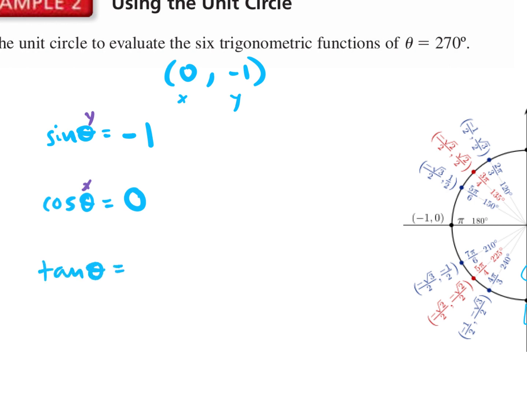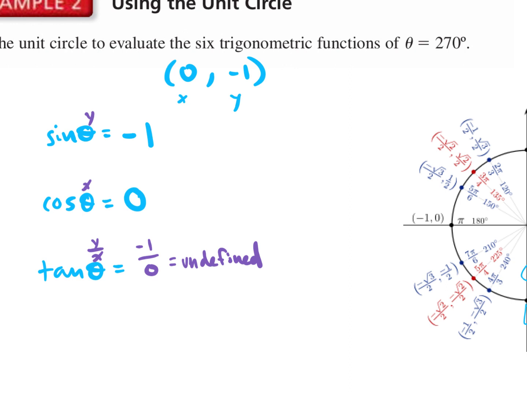Tangent is what? Y over x. So here we have -1 over 0. Can I have 0 in the denominator? No. So what do you think this is? If we can't have 0 in the denominator, it would be undefined. Or you could say no solution. I think it's the same. No solution would be fine. It's just undefined because you can't have 0 in the denominator. If you had 0 on top, then your answer would be 0. So let's find our reciprocal functions.